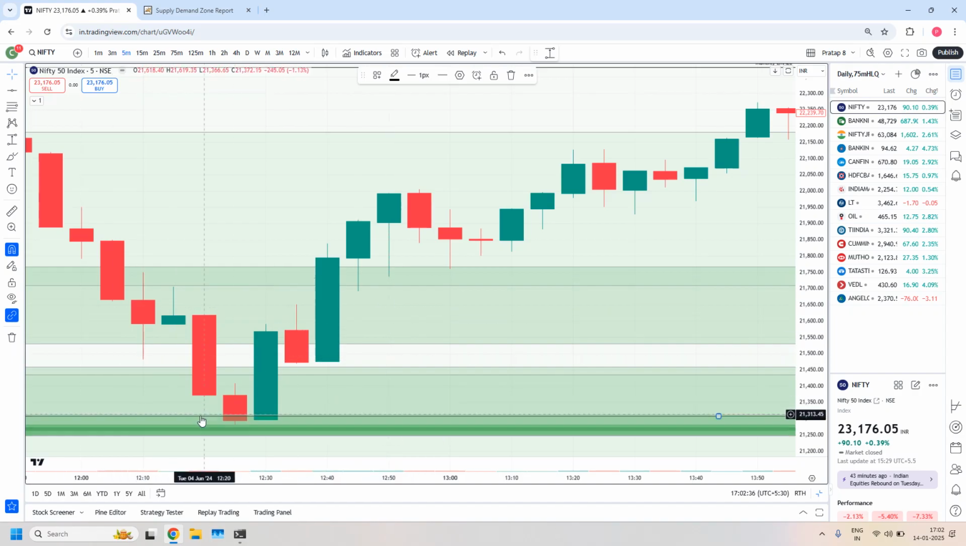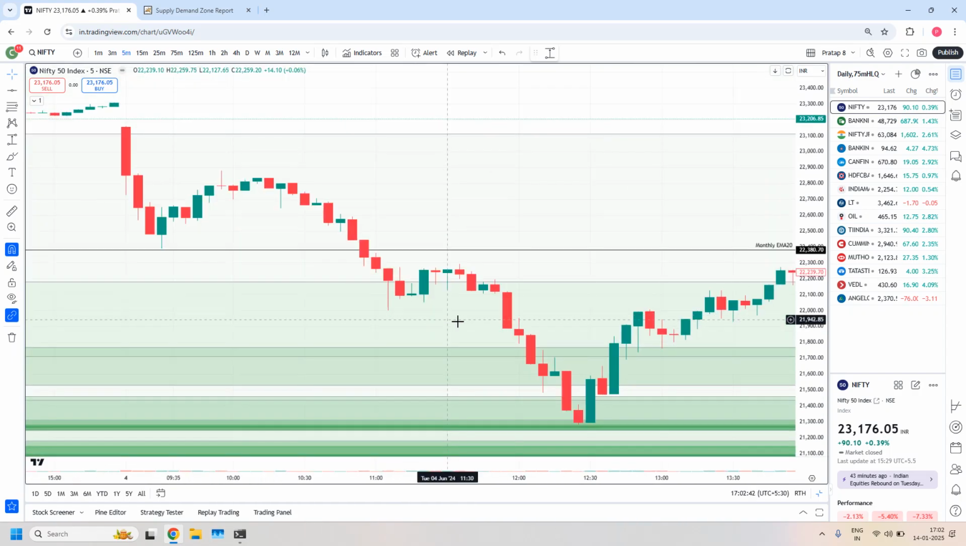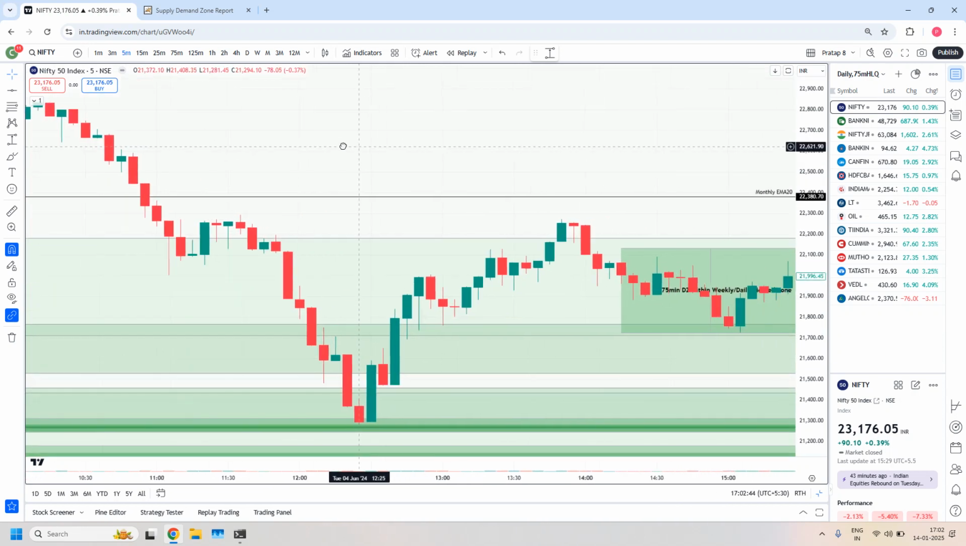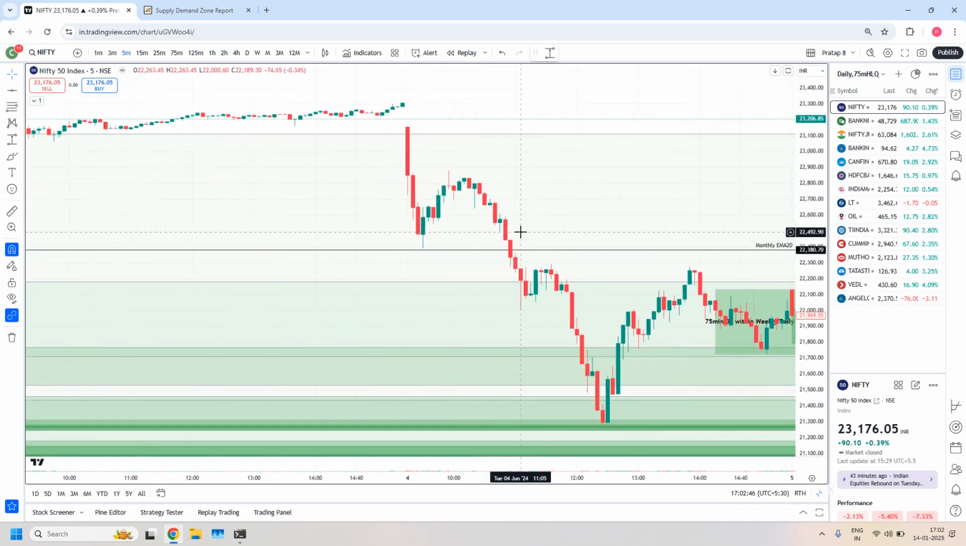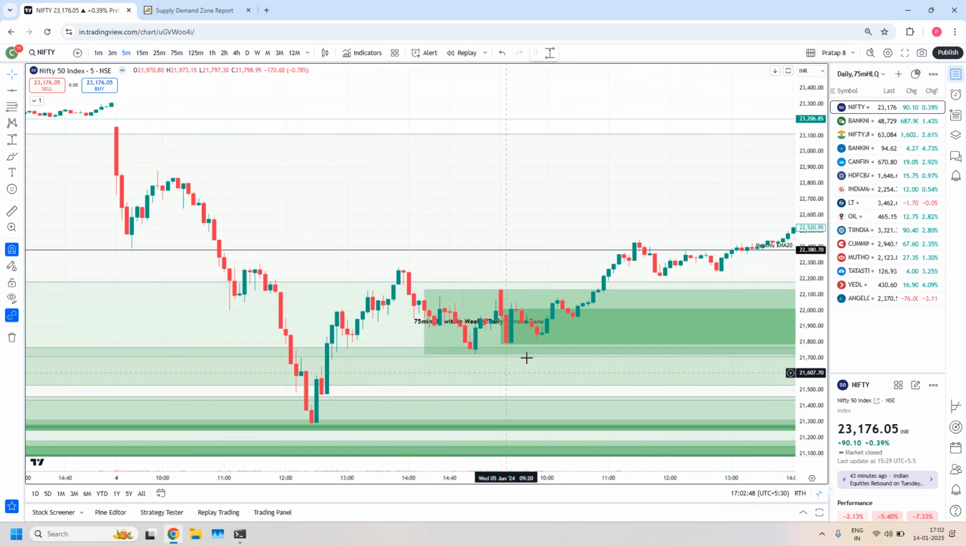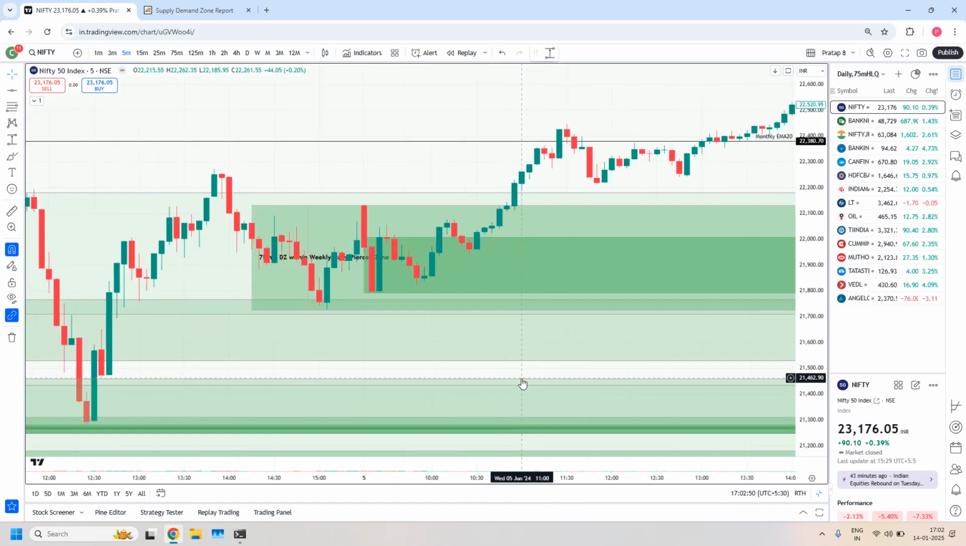How we are managing. So I'm deleting this line. But remember this point. Okay, after that, the newly created 75-minute zone.